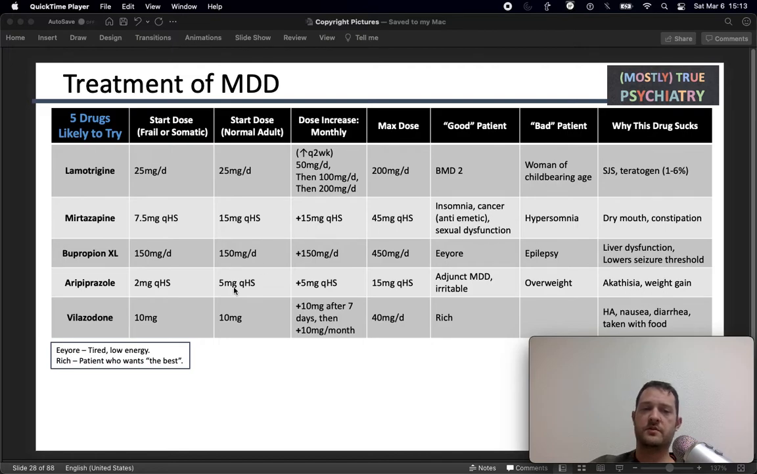Akathisia is a problem with this. If someone starts at 10 milligrams, they have like a 30% chance of having akathisia. If you go up slow, they're better. But they might get akathisia anyways as you go high, so you just have to check.